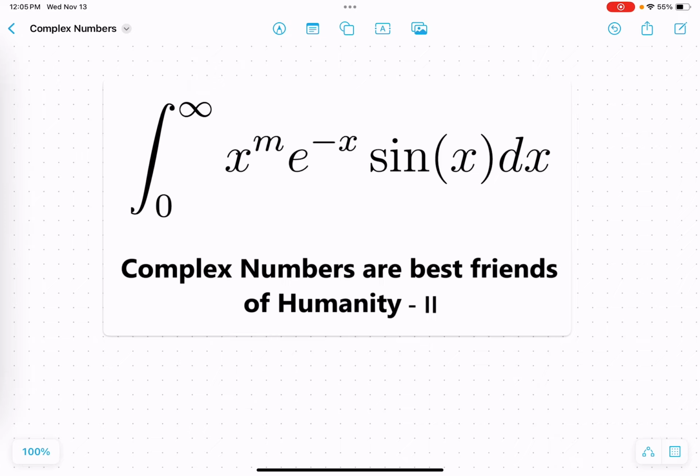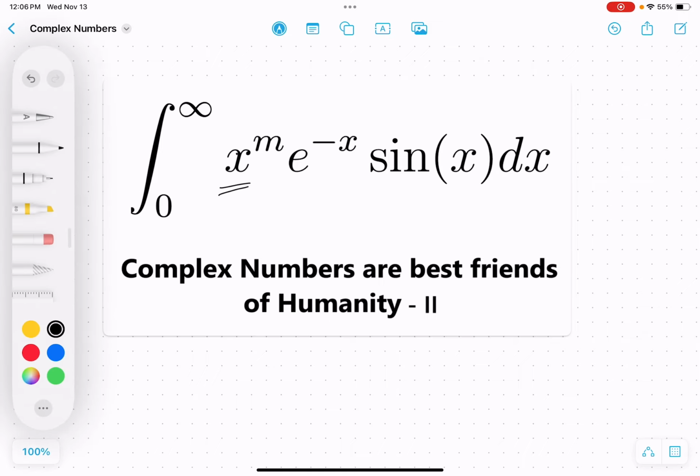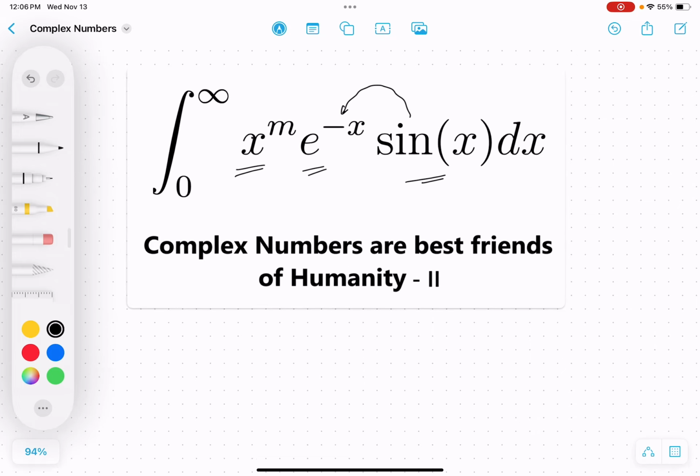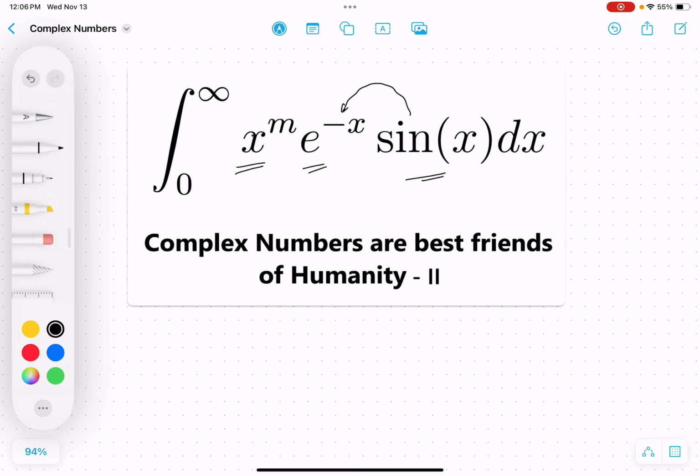This problem without complex numbers might get a bit tedious and long because there are three kinds of functions involved: polynomial, exponential, as well as trigonometric, right? But using complex numbers, we can change this trigonometric function just to an exponential, and that makes our life simpler. So let's see how it actually works.